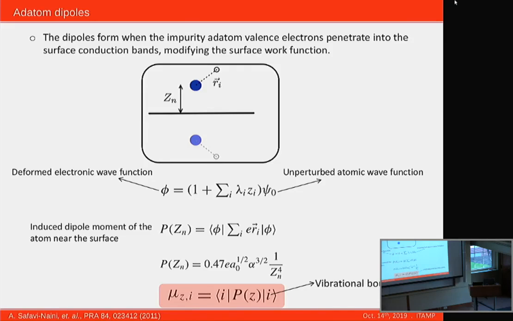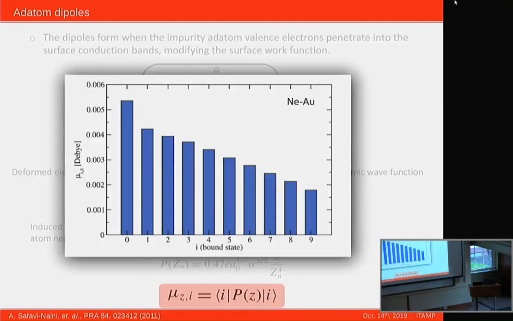So now if you have this operator, then you can just use the numerical wave functions of the previous potential that I showed you, and get the magnitude of these dipole moments for all these vibrational states. If you do it for a system like neon gold, that's just a sample system, then you can see that the magnitude of the dipole moment can be calculated this way.